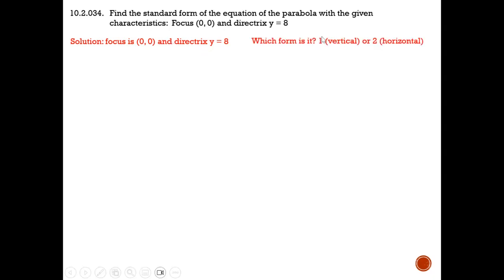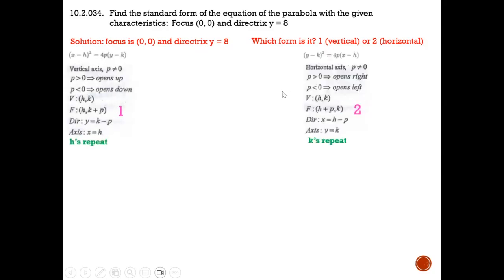So which one is it? Is it 1 vertical or 2 horizontal? Okay, if you notice here, guys, that directrix equals 8. So this shows that it's going to be number 1, because the directrix will be y equals k minus p, is y equals something. If it's number 2, it'll be x equals something. In this case, it's y equals something, so it's going to be number 1.